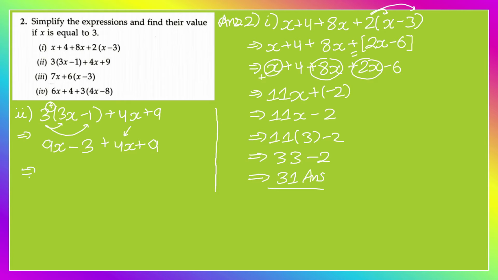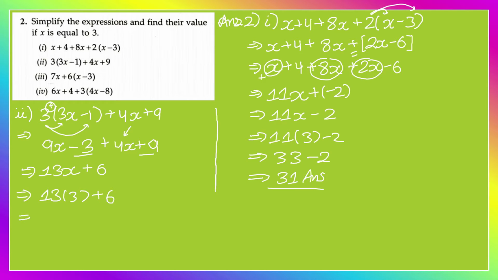Now we are going to do 9 plus 4. 9 plus 4 is 13. So we get 13x. And minus 3 plus 9 would become plus 6, because 9 minus 3 is 6. Now again, if I put x equals 3, I get 13 into 3 plus 6.